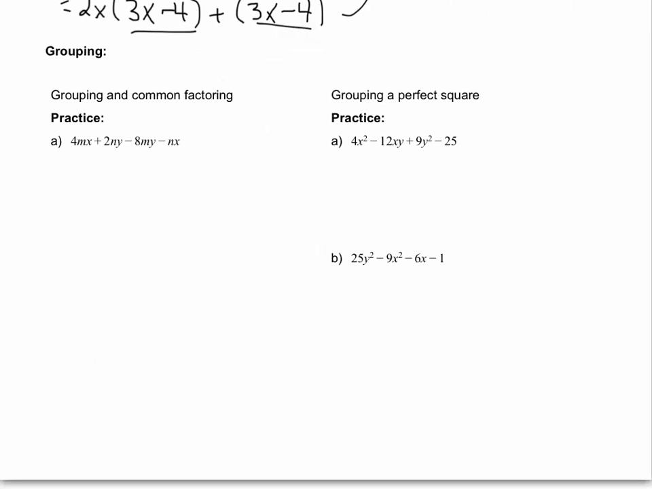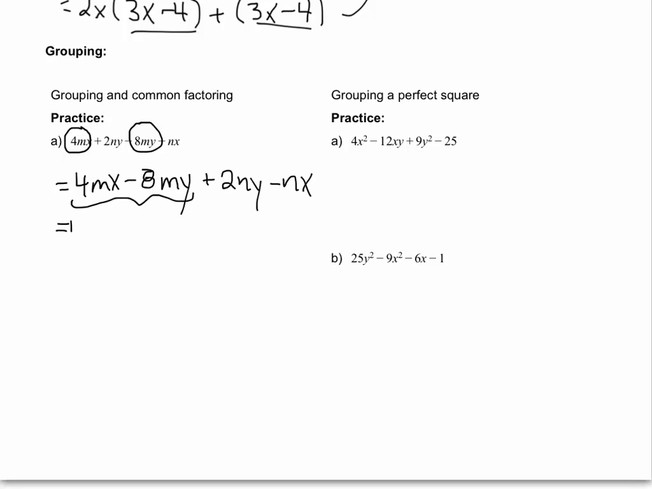Finally, grouping. So grouping and common factoring, what you want to do is look for common factors. In the first example here, if we look at, let's pick out this term here and this term here, we have a 4 and an m common to those. Let's rewrite it then just so that they're beside each other, and then we'll write the other two terms together. So these two have a 4 and an m in common.